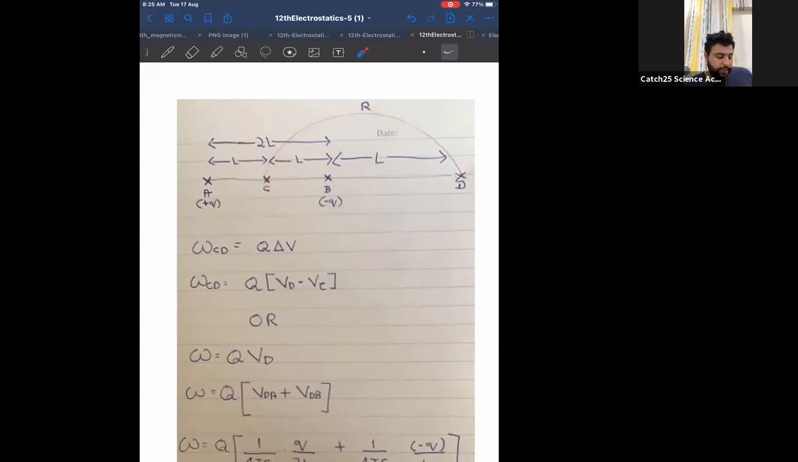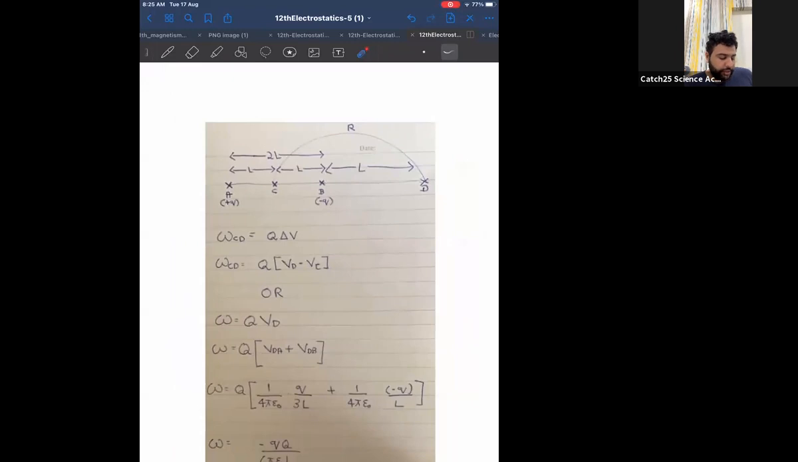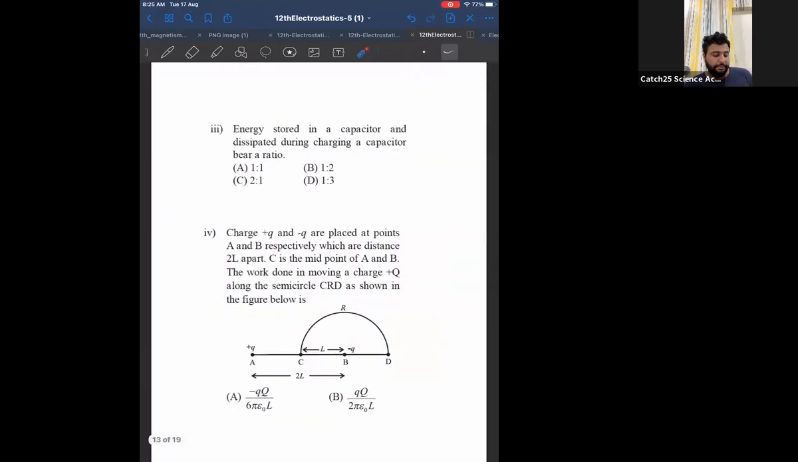And I know that work done is Q into V. Correct? Look at it from this step only. Work done is Q into potential at point D. Why do I take potential at point D? Because my final point is point D. Now, can I say Q will remain capital Q itself because that is the charge we are moving? Check the question. Which charge are we moving? We are moving charge capital Q itself.